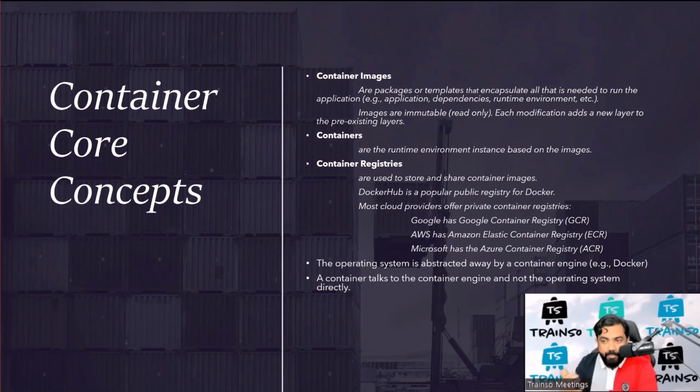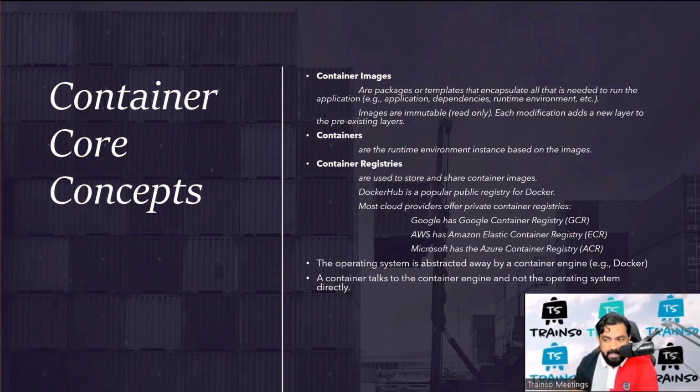And most cloud providers also offer private container registries. For example, Google has Google Container Registry, AWS has Amazon Elastic Container Registry, Microsoft has Azure Container Registry. And these registries are private within that particular cloud. And you can allow people whom you want to use that container registry to create containers from those images.